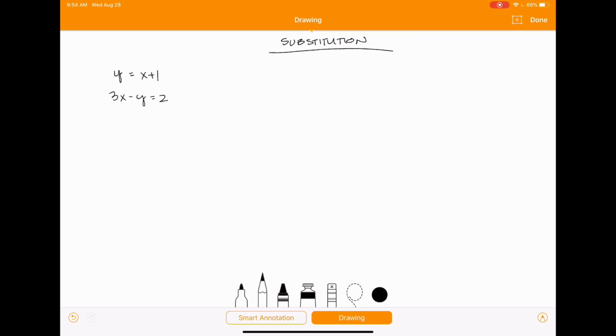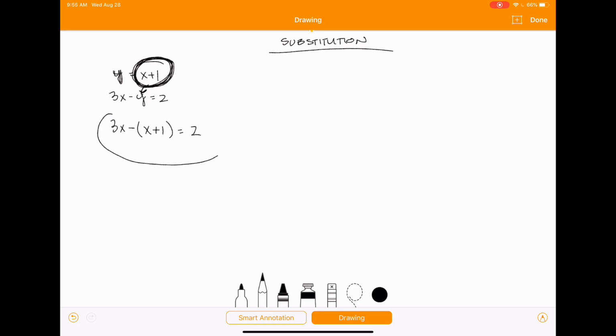The way substitution works is you're going to take whatever value you have up here. So this x plus 1 equals y. So you can take this x plus 1 and plug it in for y right there. So you're just going to go ahead and take the y value from your first equation and substitute it into your second equation. So we know that y equals x plus 1, so we can go 3x minus our y from our first equation, which is x plus 1, equals 2.